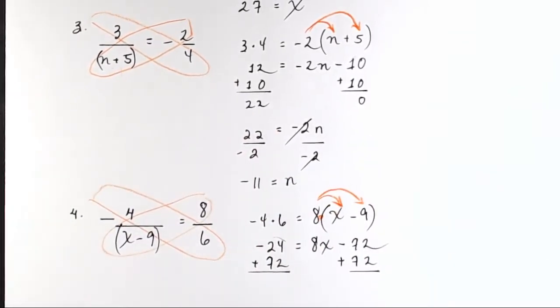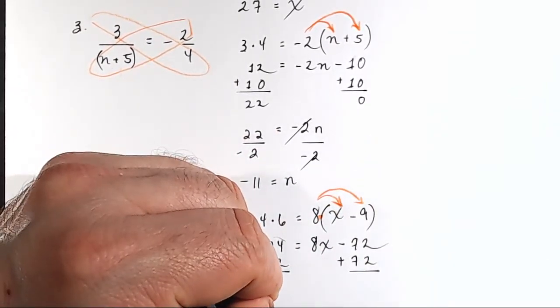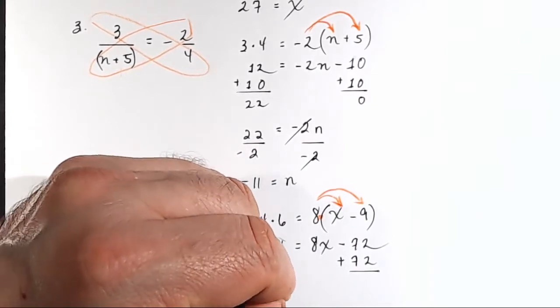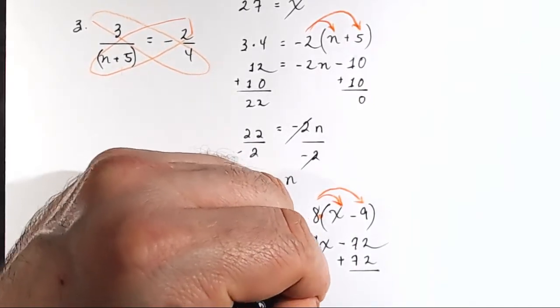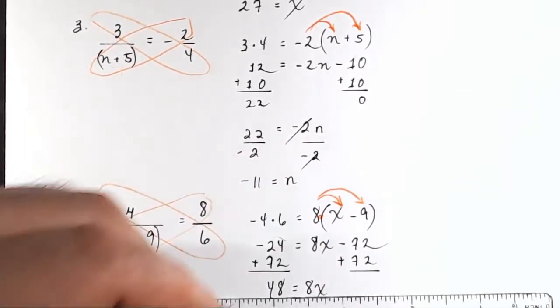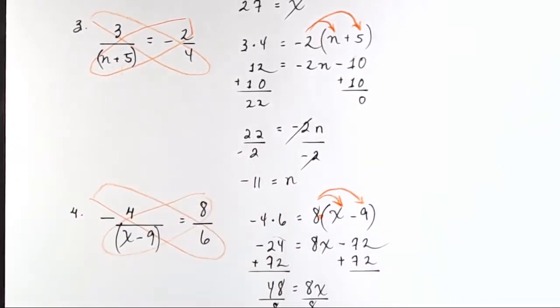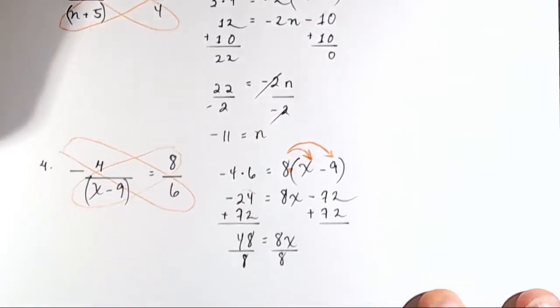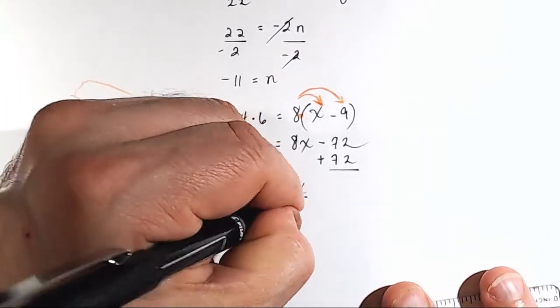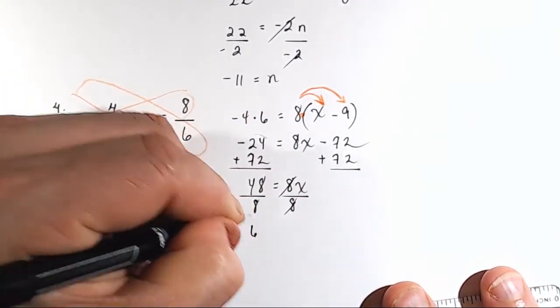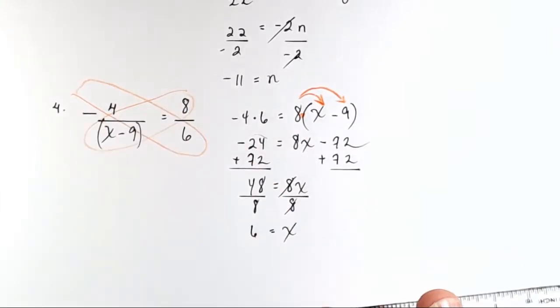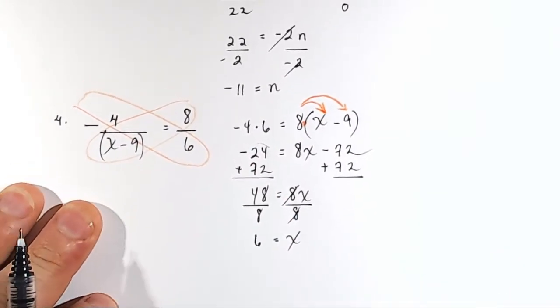Negative 24 plus 72 is positive 48, and that is equal to 8x. Divide both sides by 8. These 8's cancel. 48 divided by 8 is 6, equals x. Okay, I think I'll move to a new piece of paper.